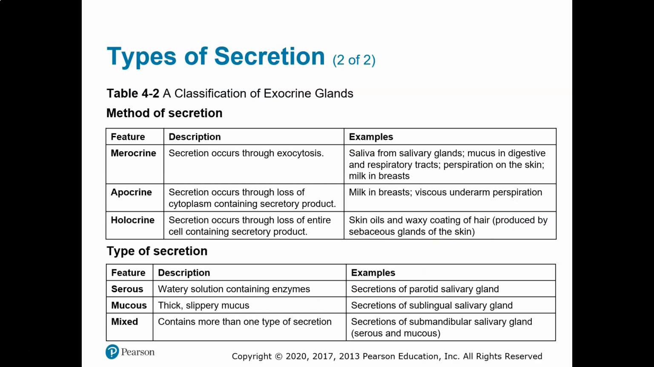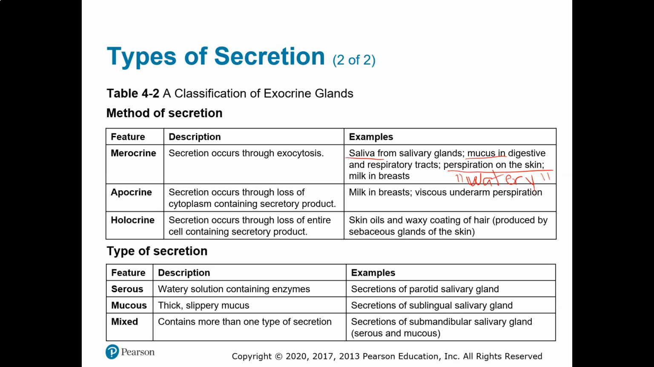Okay, this table helps to explain the classification of exocrine glands. An example of merocrine is saliva from salivary glands, mucus in the digestive and respiratory tracts, perspiration on the skin, but it's merocrine perspiration, merocrine sweat, which is watery. Make sure you know that, the watery perspiration, not the perspiration that smells, that has a bad odor. And in merocrine secretions, the cell is not damaged in any way.